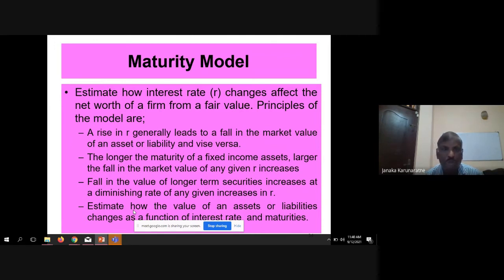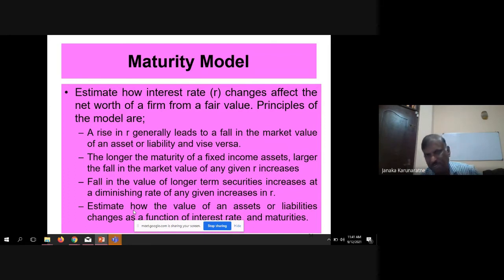So, the principles of this model. The general principle: a rise in R, that is interest rate, generally leads to a fall in the market value of an asset or liability, and vice versa. So, if there is an interest rate rise, the market value of the asset or liability will fall, right? Interest rate rise, market value fall.